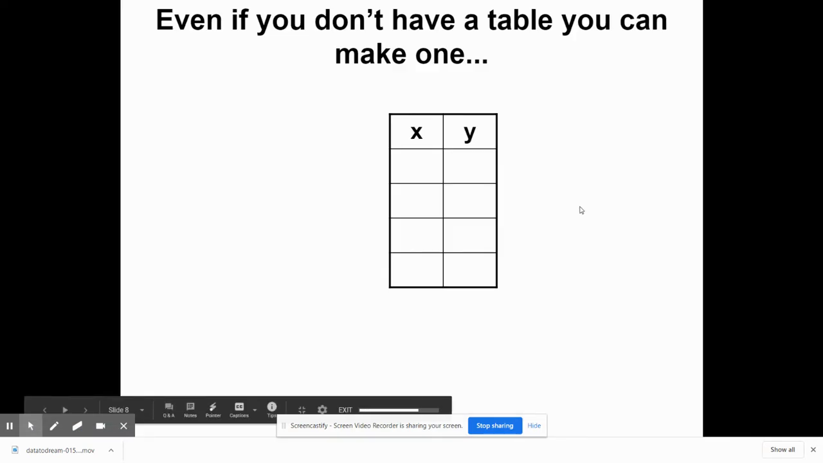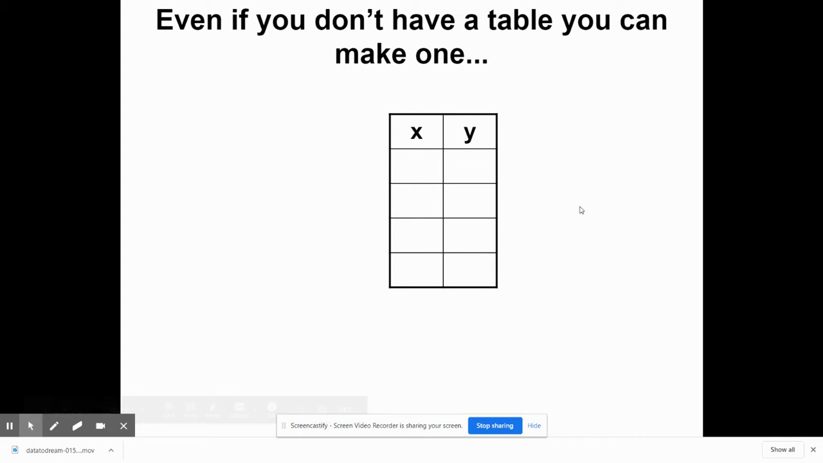All right, let's get into this next example. Just something I want to bring up, which you may or may not have to deal with, but why not talk about it? Even if you don't have a table, 9 times out of 10, you can make a table given the information that you have on a particular problem.